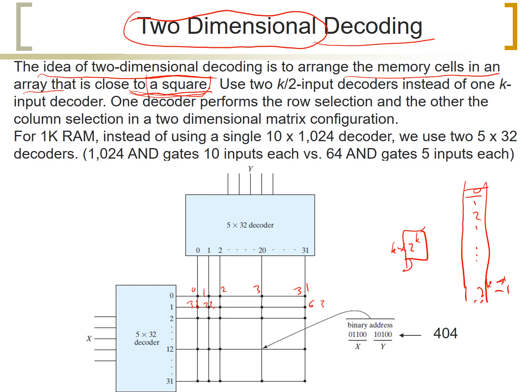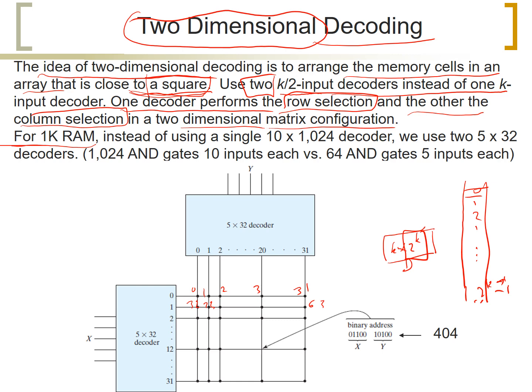And instead of using a decoder which is k multiplied by 2 to the power k, now we use two decoders, and each one has k over 2 inputs instead of k inputs. The decoding will be simpler in this case. One decoder will perform the row selection in the memory, and the other will make the column selection in a two-dimensional matrix configuration. Now for a 1K RAM, as an example, we have two choices.